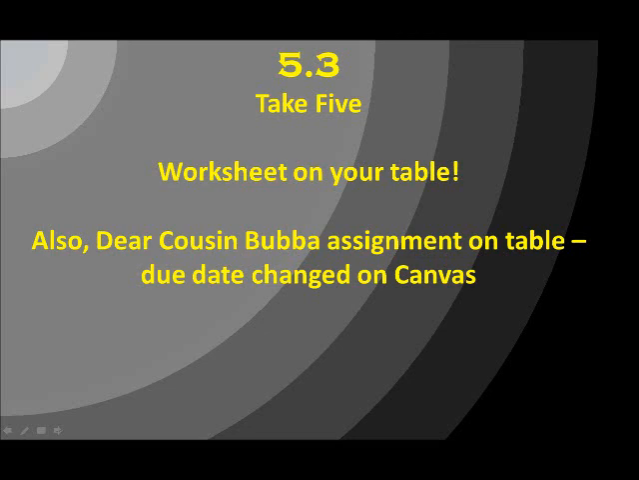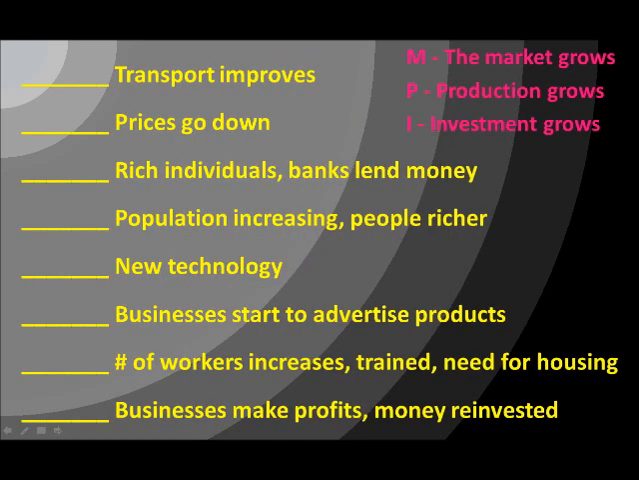5.3, for this Take 5, you received a worksheet. These were the elements of the worksheet looking at the relationship between these different events or situations and how the market grows. The market meaning people you can sell things to. Production growing, meaning the amount of stuff that is made. And investment, people who are taking their money, giving it or loaning it to business owners, allowing for the business owners to grow their business.